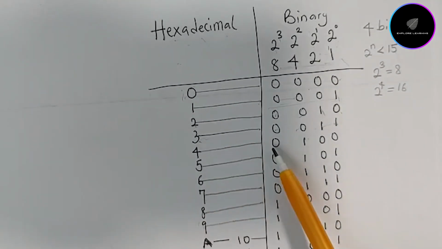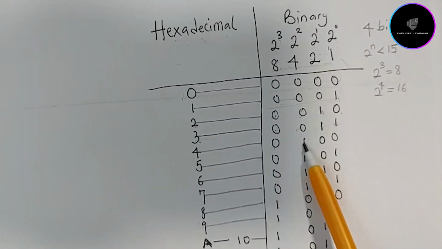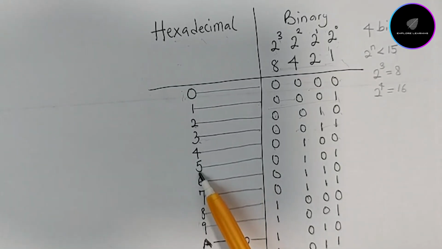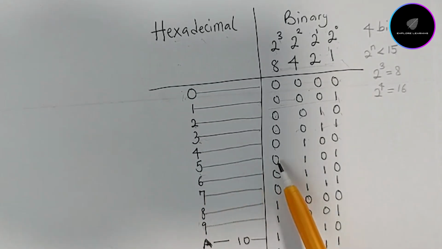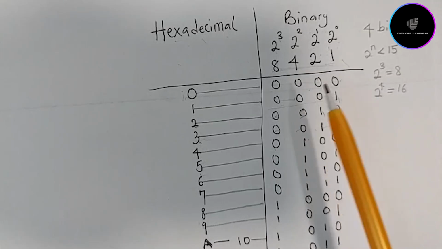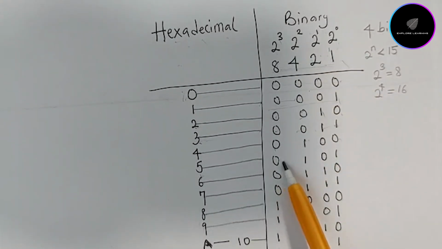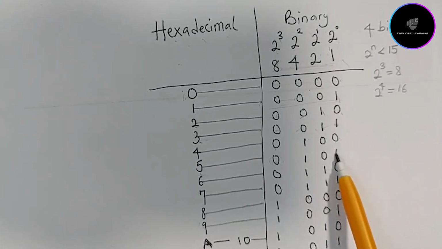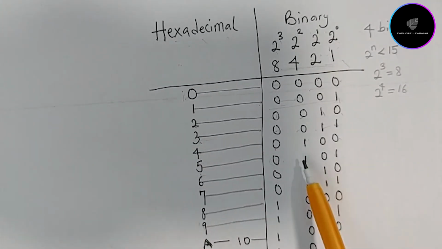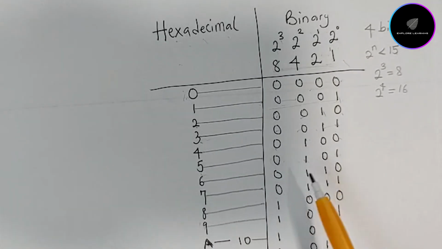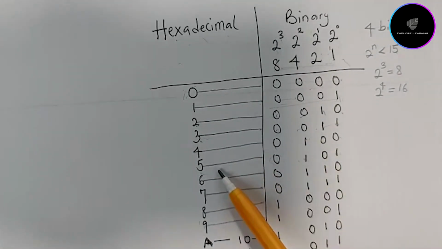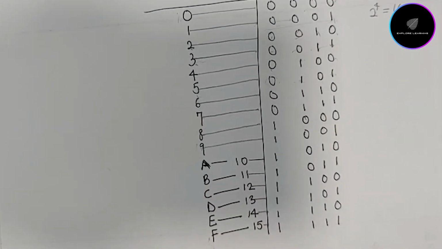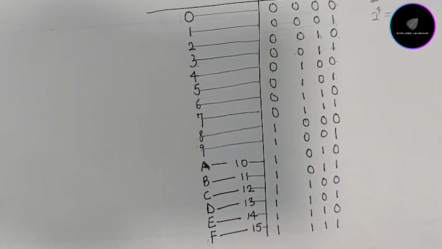Now, the same thing for 4. It means 8 is going to be off. Only 4 is going to be on. The others will be off. Now, for us to derive 5, we need to have 4 and 1 on, which will give us 5. 4 plus 1 will give us 5. So in this case, we're going to have 8 off, 4 on, 2 off, and 1 on, so that when we sum both of them together, 4 plus 1 is going to give us 5. The same thing we're going to do for the rest of the digits.